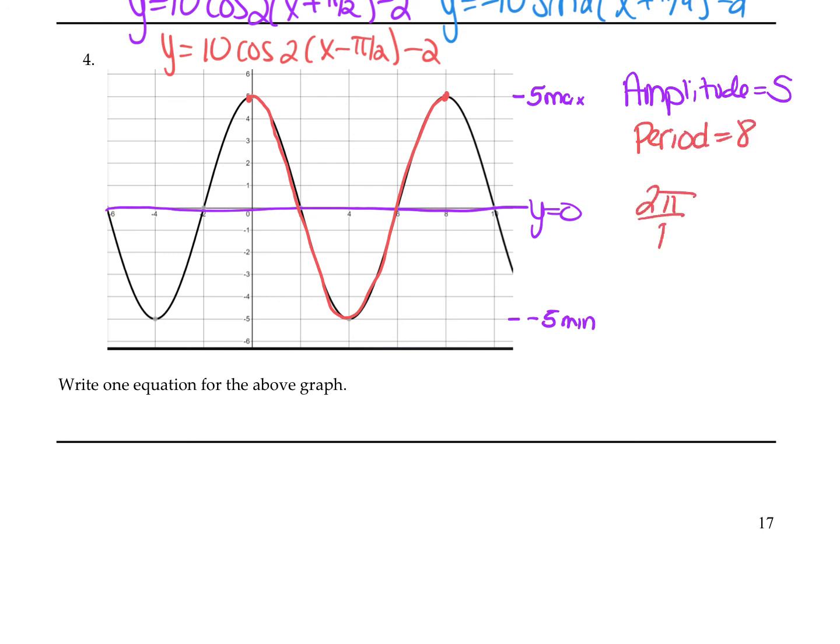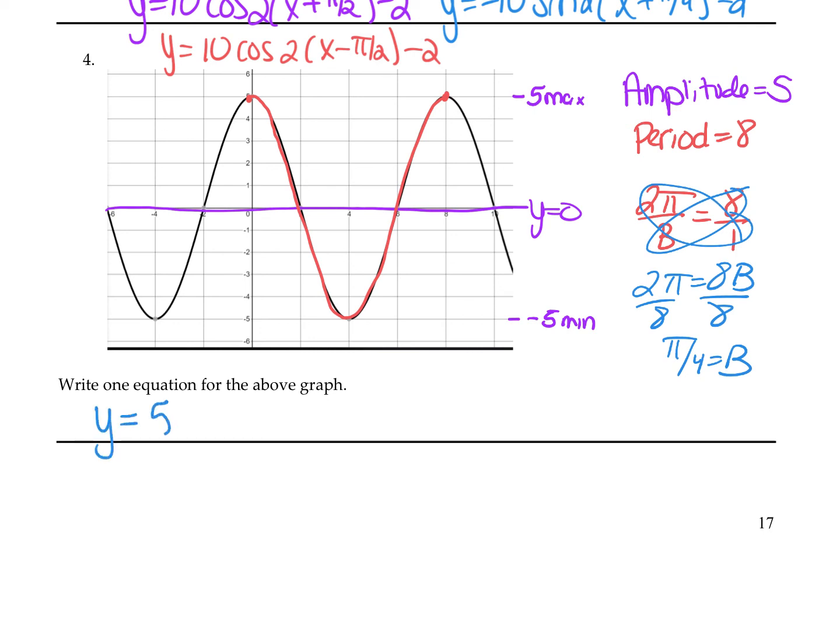So 2 pi divided by b equals 8. Let's cross multiply this one because it's a little bit trickier to solve. So I'm going to have 2 pi equals 8b, and so b is going to equal pi over 4. So I'm going to have y equals amplitude of 5 cosine, my b is pi over 4 times x, no phase shift, and no sinusoidal axis shift, up or down. So that would be one equation for this graph. Like I said, there are many equations you could write. This is just one of them.